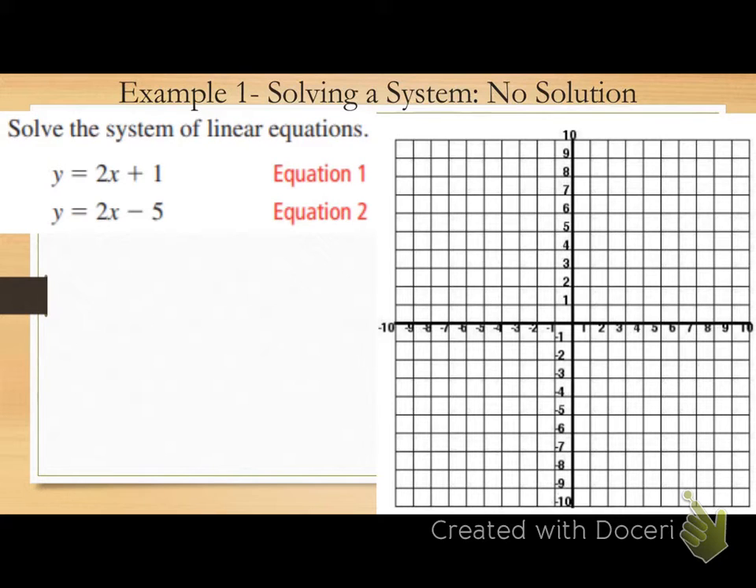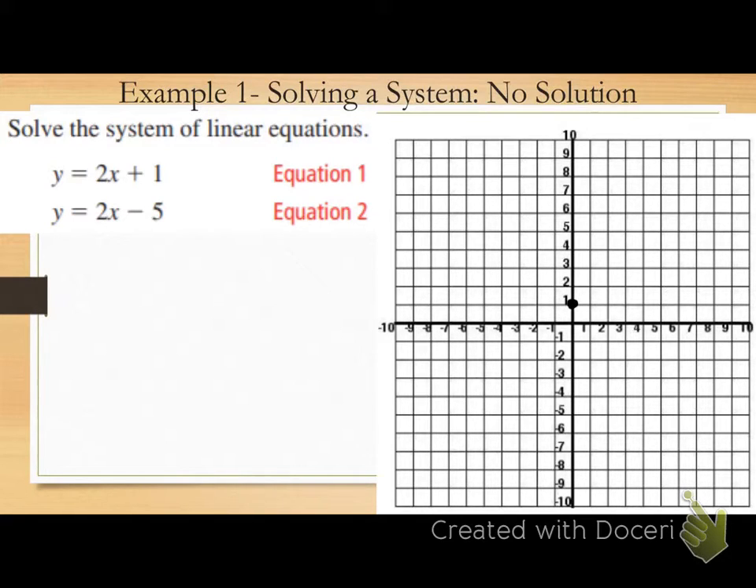Example 1. Solve the system of linear equations. So based on what I have on this slide, what's one way I can solve this system of equations? By graphing. Very good. So by graphing, remember I just graph both equations on the same graph and find their point of intersection. So the first equation, what's my y-intercept? 1. It's my b value, y equals mx plus b. So I put a point at 1 on my y-axis.